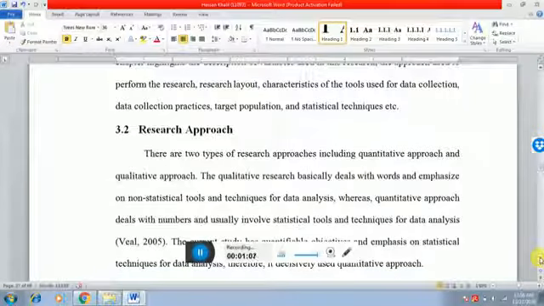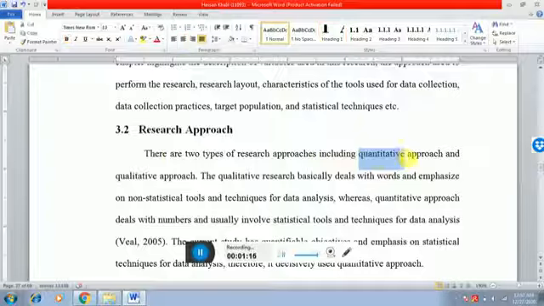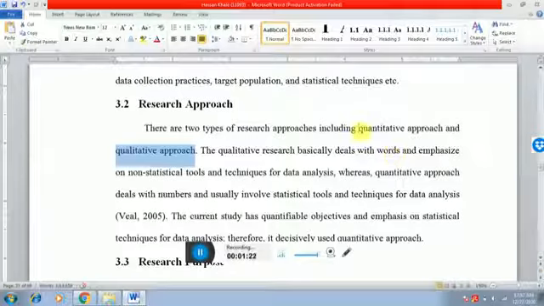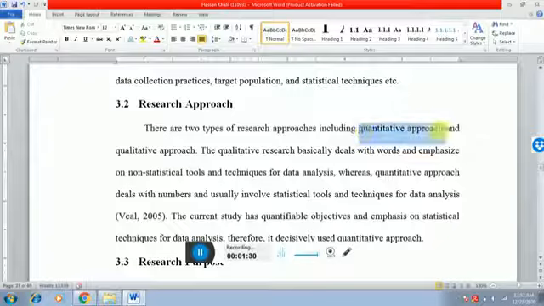So the heading 3.2 is research approach. So if you can see, it is mentioned that there are two types of research approaches, that is quantitative and the qualitative approach. What you have to do is you first have to explain both types of research approaches, what quantitative approach is and then what qualitative approach is, and then you have to explain why you used quantitative approach.